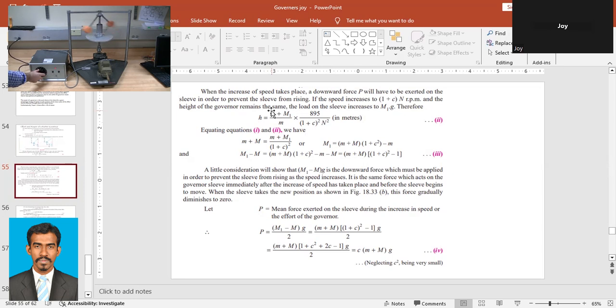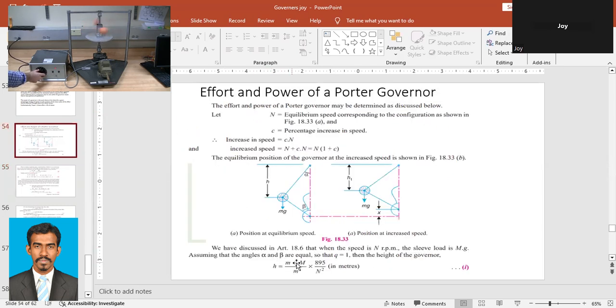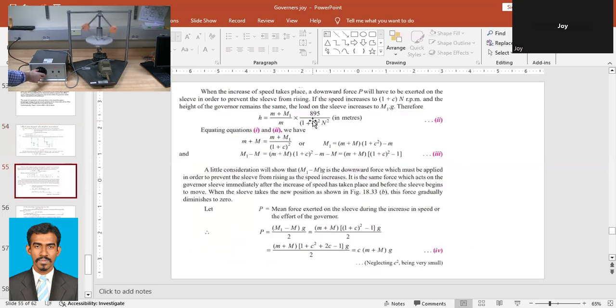So now we have two equations. One equation for h at the initial or equilibrium position: h equal to (m plus M) by m into 895 by N squared. Now we have the other equation for the new speed N into (1 plus c). For that speed also we have h equal to (m plus M1) by m into 895 by (1 plus c) whole squared N squared. Why is there an M1? Because we have to change one of these so that we can change the speed.